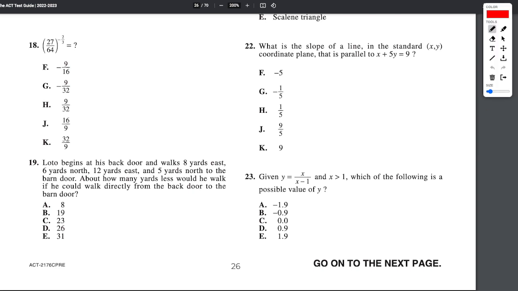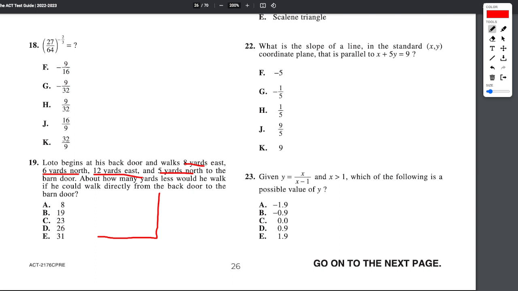I don't know. But it says he walks 8 yards east, 6 yards north, 12 yards east, 5 yards north to the barn door. About how many yards less would he walk if he could go directly from the barn door? Okay, directly. So it's a straight line he's walking in. It's not like he's walking east and then north. No, it's just a direct line. So he's going east and north. So let me make something like this.